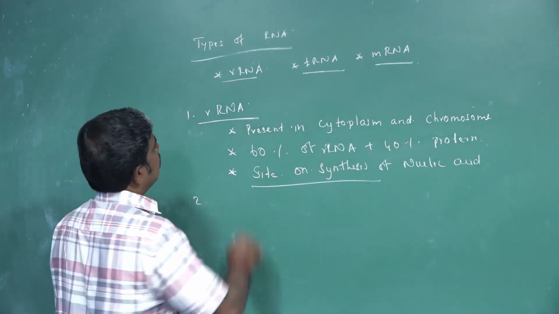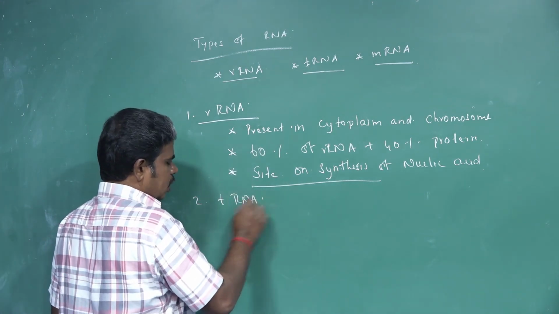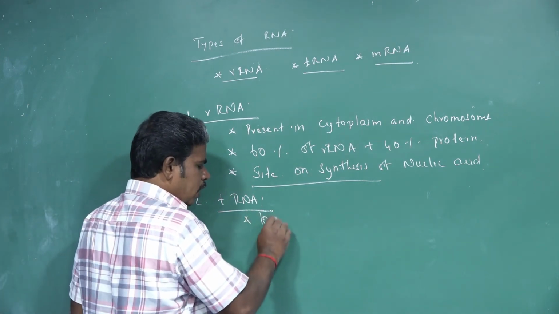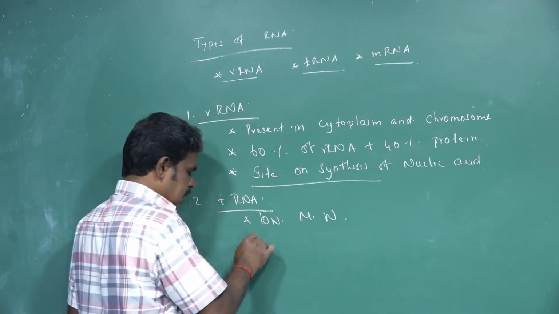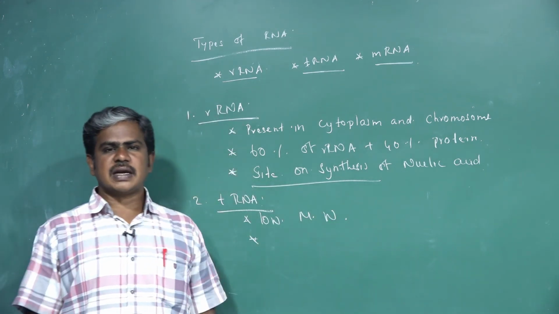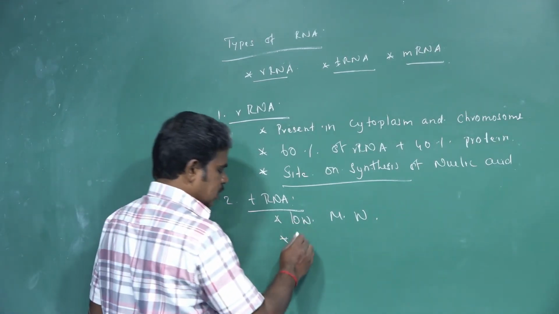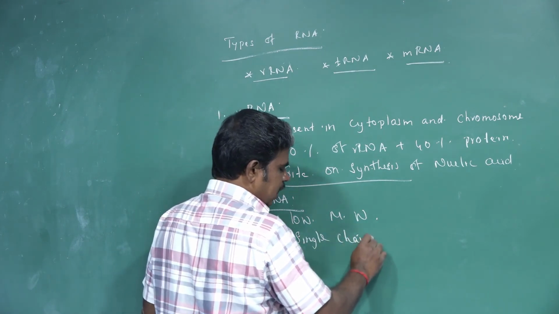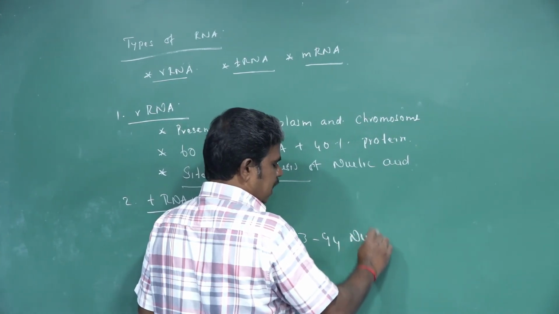Then the second one we are taking is transfer RNA. This transfer RNA has a lower molecular weight, and it is a single chain which contains 73 to 94 nucleotides.